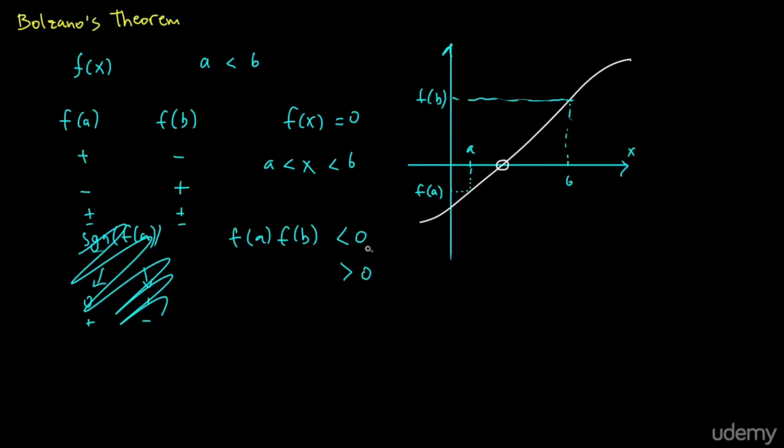So essentially, all you have to do to make sure that the solution lies between a and b is to multiply f of a by f of b and to check whether it's less than 0. If it's less than 0, then the solution is between a and b. If it's not, then the solution is somewhere else. And that's the gist of Bolzano's theorem, and we're going to make use of it quite a bit later on.